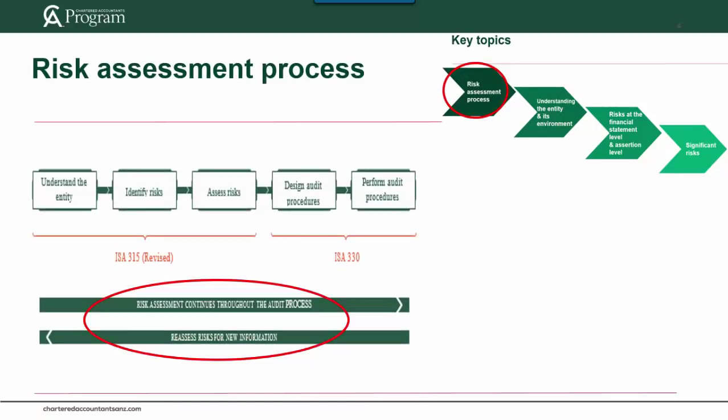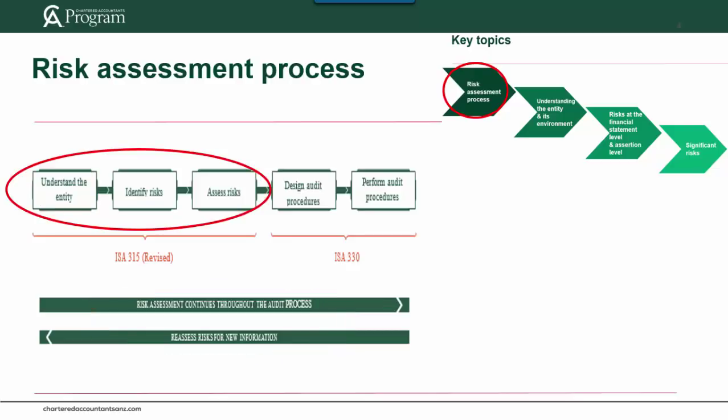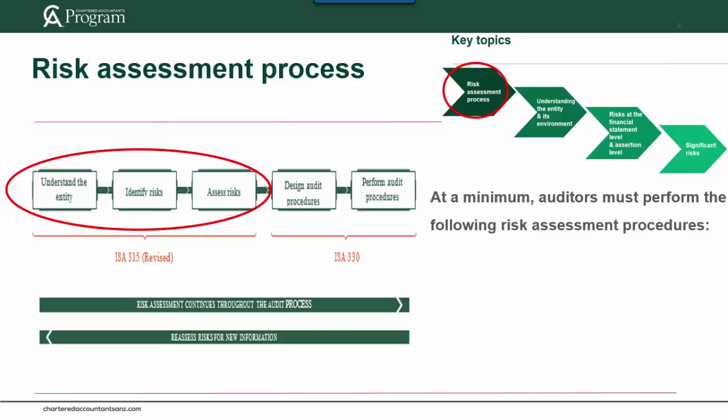The following diagram illustrates the continuous process of gathering, updating, and analysing information and risk throughout the audit process. Auditors gather information about the entity to identify and assess the risks of material misstatement, which can result from either error or fraud. Obtaining information about the entity is a continuous process. At a minimum, auditors must perform the following risk assessment procedures.